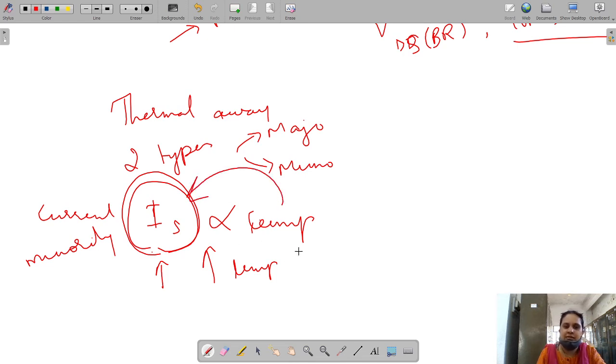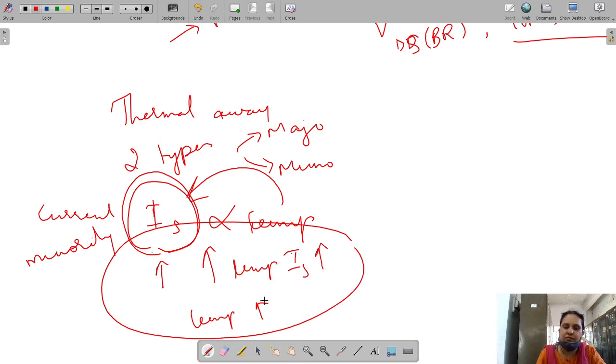So if temperature rises, IS rises again. If IS rises, temperature rises again. This is a cumulative effect. Because of this cumulative effect, the heat inside the transistor rises so badly that it destroys the transistor. This effect is called the thermal runaway of the transistor. It occurs in the BJTs.